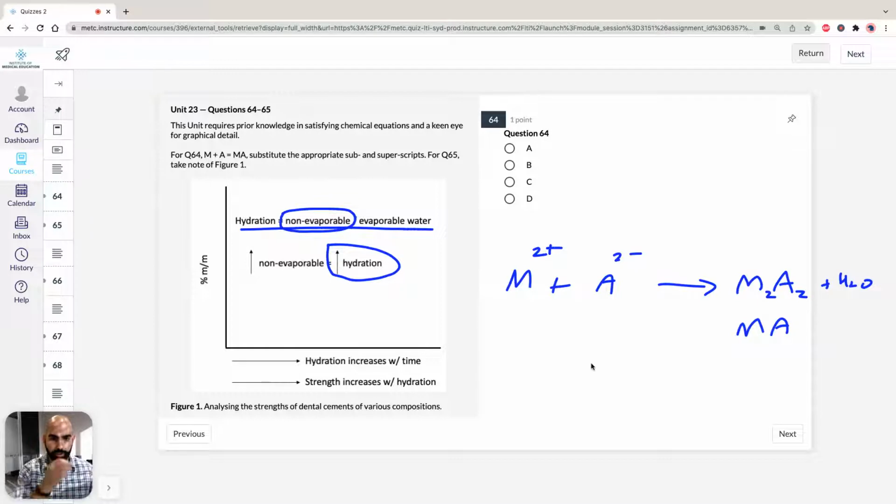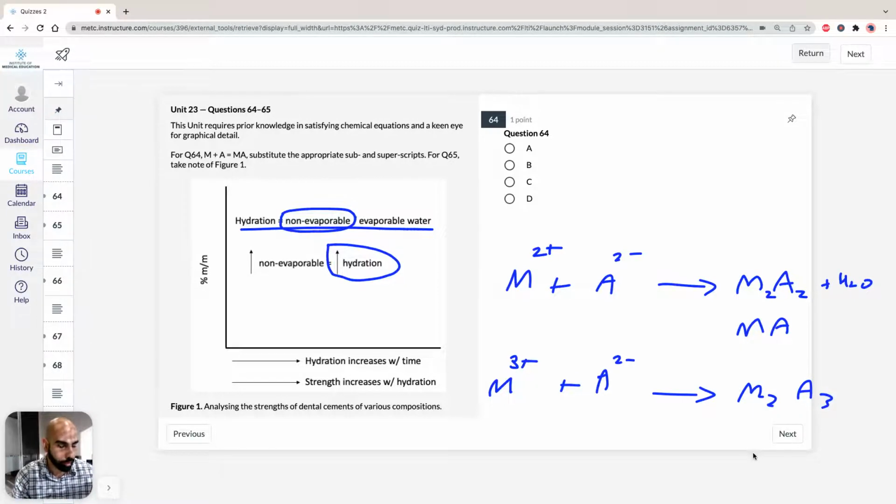I might leave this up actually. So question 64 says, which of the following represents the formula for a dental cement formed by reacting a trivalent metal? So it's going to be a trivalent metal plus a divalent anion. So remember what we did here, the crisscross. So crisscross 2, 2. So in this instance, if we've got M and A, it's going to be 3, 2. So the crisscross. So you know straight away, simple chemistry, the answer has to be M2A3.